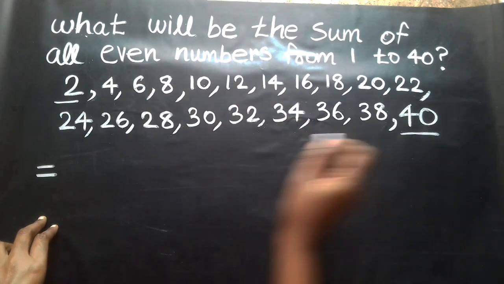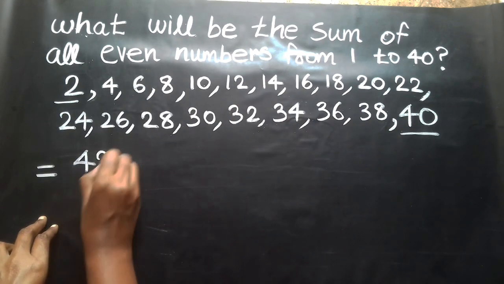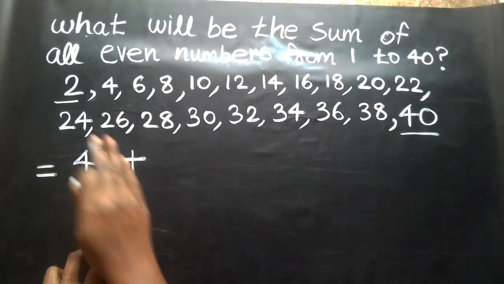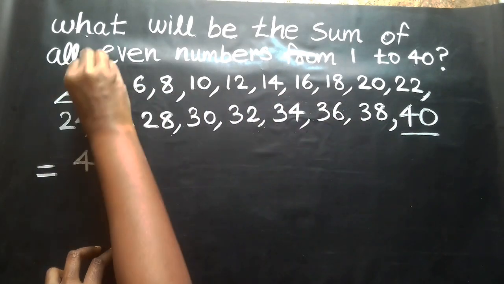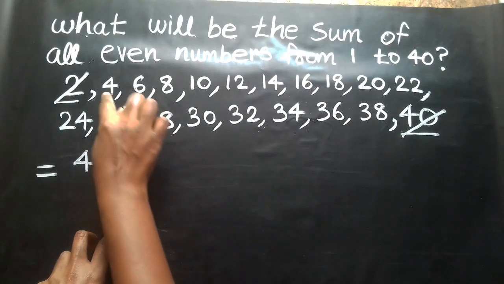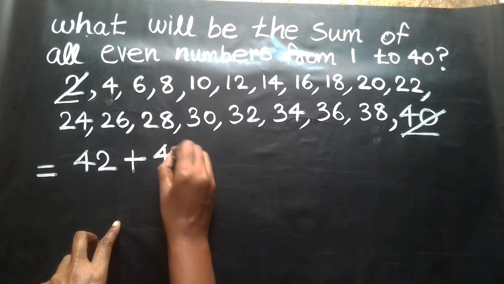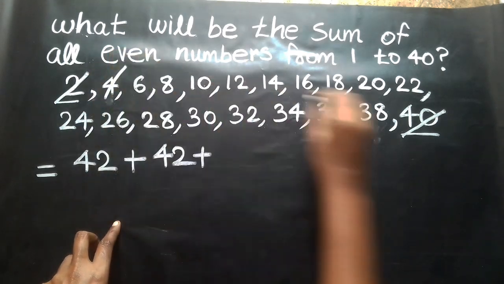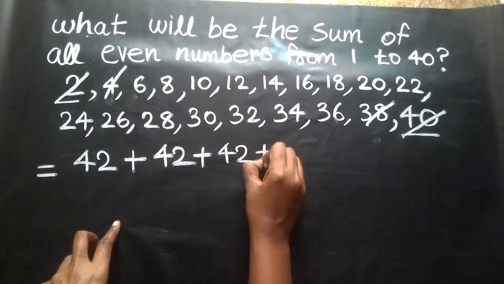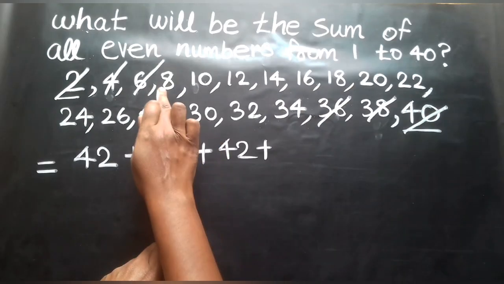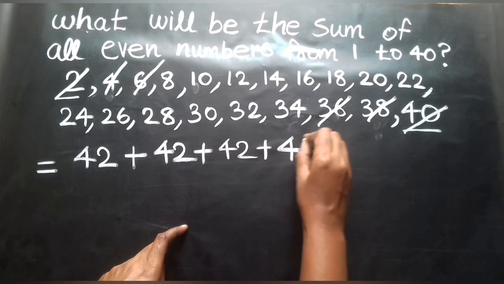When you add 2 plus 40, it is 42. Now let's strike the used numbers to avoid confusion. Plus second with the second last, 4 plus 38 is 42. Then 6 plus 36 is 42. 8 plus 34 is 42.